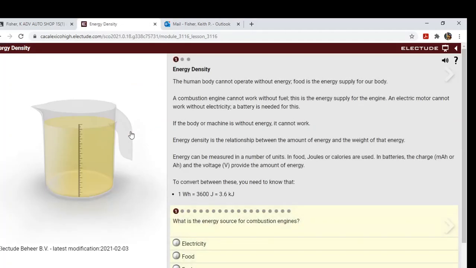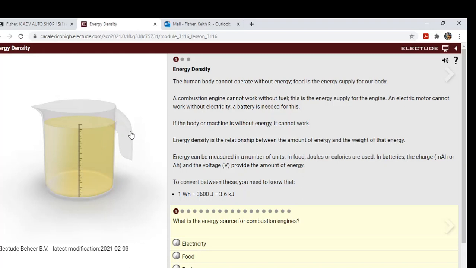All right, so the human body cannot operate without energy. Food is the energy supply for our body. A combustion engine cannot work without fuel. This is the energy supply for the engine. An electric motor cannot work without electricity. A battery is needed for this. If the body or machine is without energy, it cannot work.